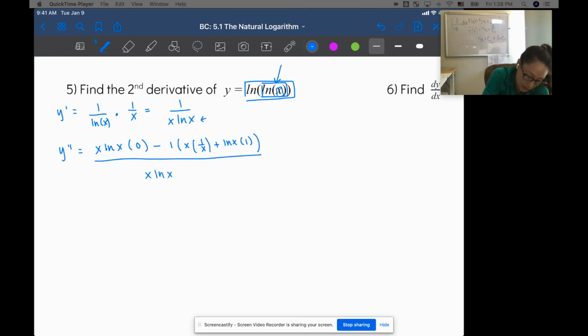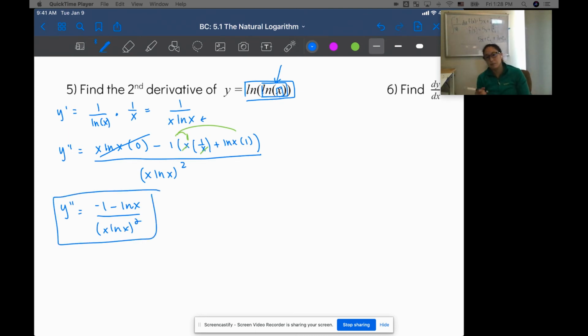x ln x, squared. All right, let's just do some simplifying. So this first term is going to cancel to 0, and then it looks like my x's will cancel to 1. And so I just end up distributing the negative, giving me negative 1 minus ln of x over x ln x squared. Not so bad.